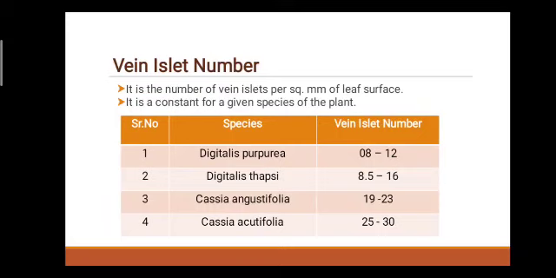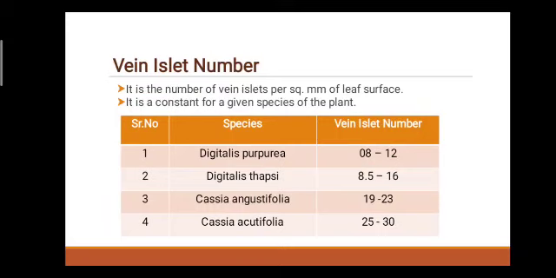Then third, vein islet number. It is the number of vein islets per square mm of leaf surface. It is a constant for a given species of the plant. To illustrate the vein islet number, first, species is Digitalis purpurea and vein islet number 8 to 12.